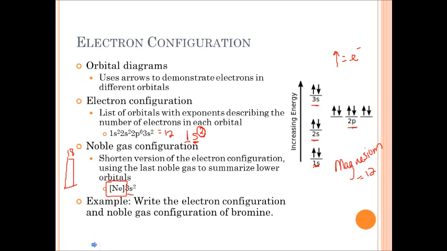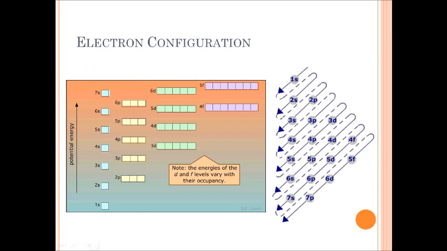So let's look at bromine. Let's do the regular electron configuration and the noble gas configuration. So bromine, if we look on the periodic table, will have 35 electrons. So we're going to go through our little scheme here. This is the scheme that we're going to use.